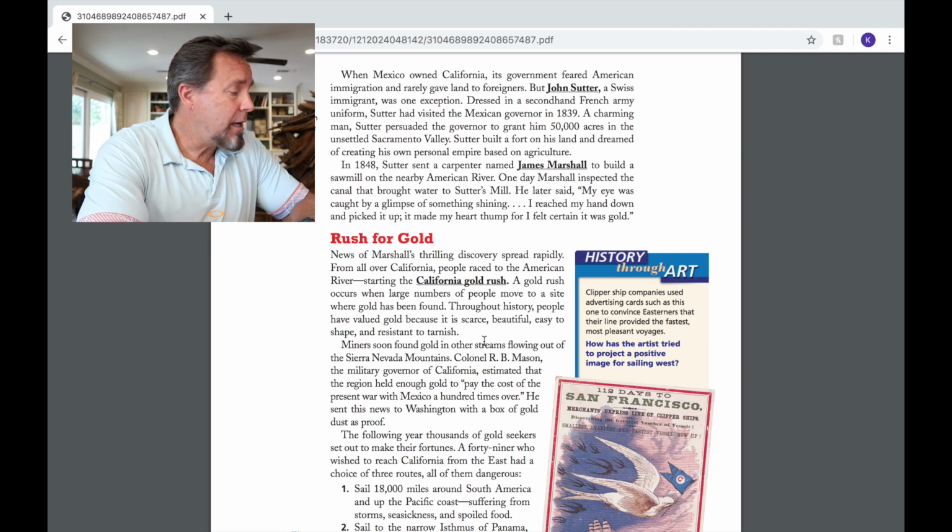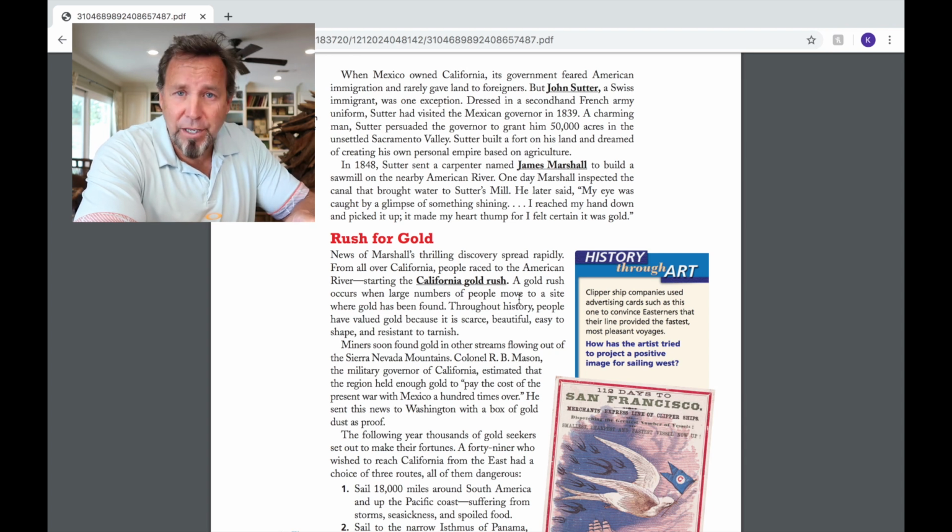On the next page, page 413, it talks about the rush for gold that starts when John Sutter, who was a Swiss immigrant into Mexico, petitions for land from the then government of Mexico, gets it, and then one of his employees, James Marshall, discovers gold in one of the areas that was given to John Sutter. And John Sutter wasn't real happy about this because the last thing he wanted was hundreds and thousands of miners coming in, trampling his agricultural fields looking for gold. So they tried to keep it a secret.